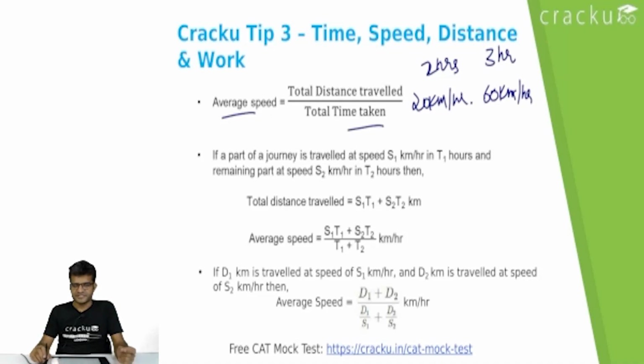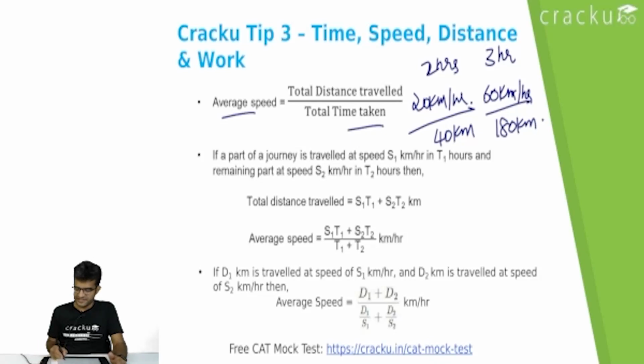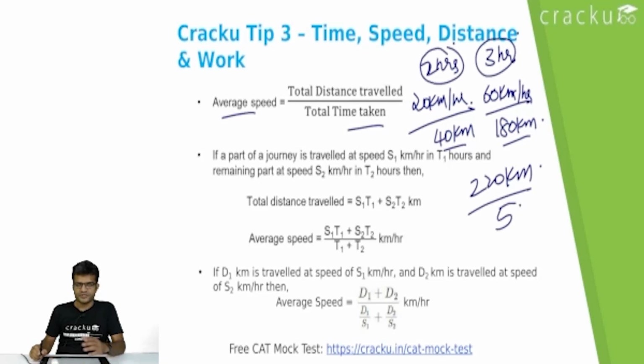To do that, you have to first calculate the total distance he traveled. In the bus, he has traveled 2 hours at 20 kilometers per hour. So he traveled 40 kilometers. And in the car, he traveled a total of 3 into 60, that is 180 kilometers. So the total distance he traveled is 40 plus 180, which is 220 kilometers. And the total time he has taken is 2 hours plus 3 hours, which is 5 hours. So his overall average speed is 220 divided by 5, which is 44 kilometers per hour.